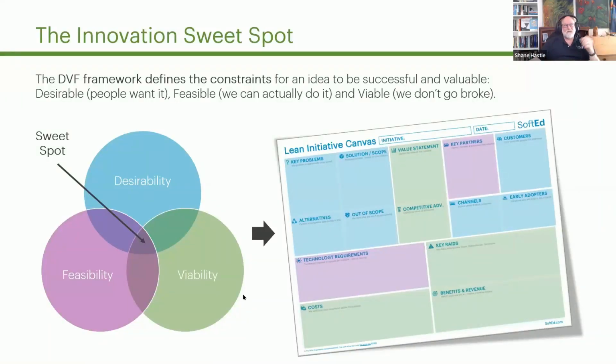So desirable, feasible, viable, and thinking about those different perspectives. Now, in terms of building a framework, the chat is disabled. I'm afraid I don't have any mechanism to enable it, but please put things into the Q&A.